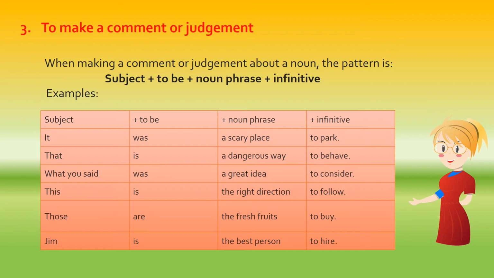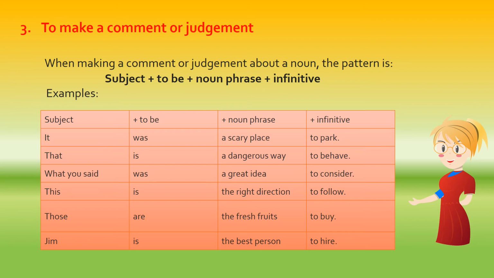In the next sentence, that's a dangerous way to behave. So we have the pronoun that as the subject of the sentence, followed by the be verb is, and the noun phrase a dangerous way, followed by the infinitive to behave. That's a dangerous way to behave. So that's a comment.